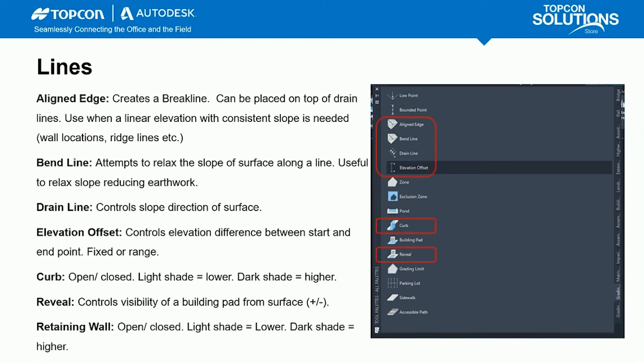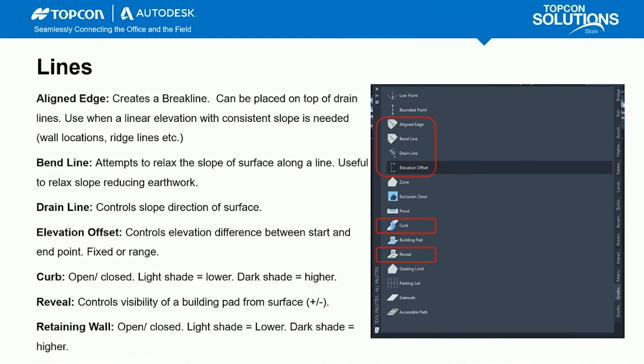Elevation offset. This controls the elevation difference between a start and end point. So say your building pad needs to be 5 feet, but you have an entrance that's at 0 feet. You can use an elevation offset to make sure there's a 5 foot difference between them. Curb. Those could be open or closed, so a curb island or just a curb around a parking lot. And they can be reversed as well for the high side and low side.